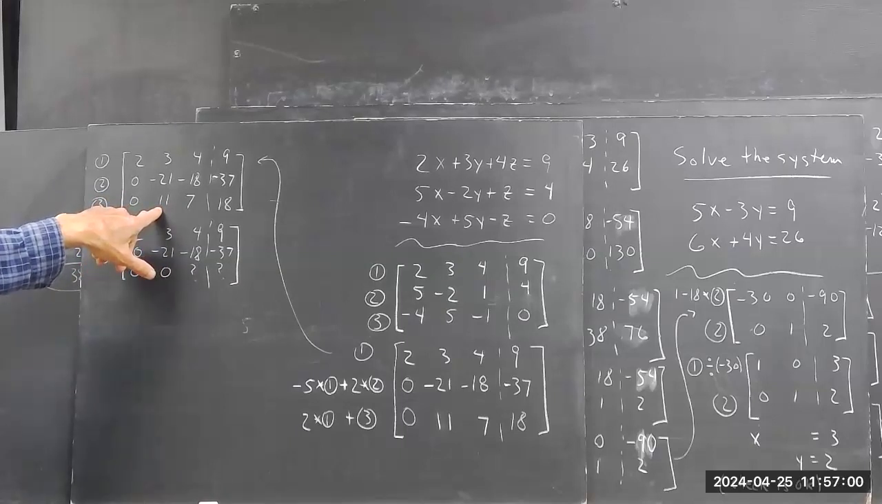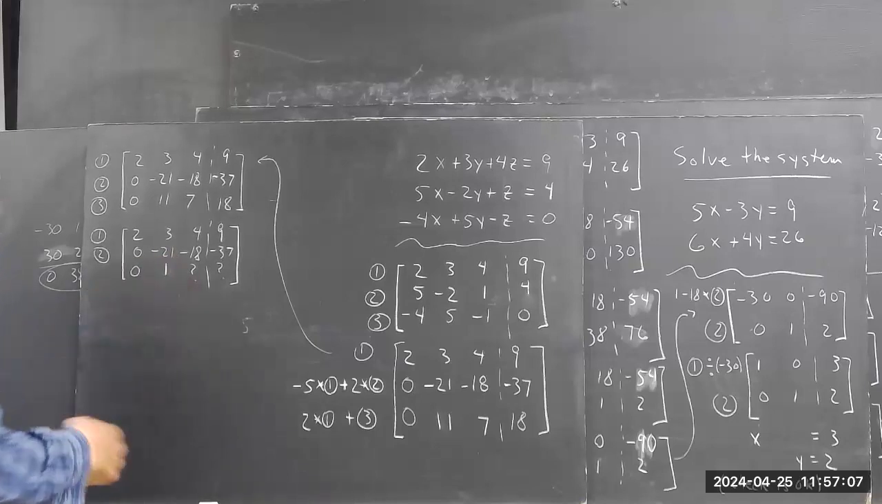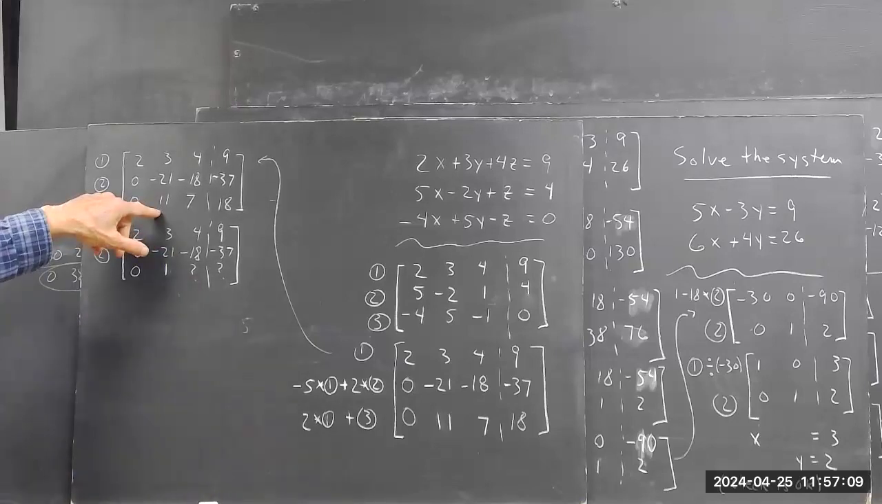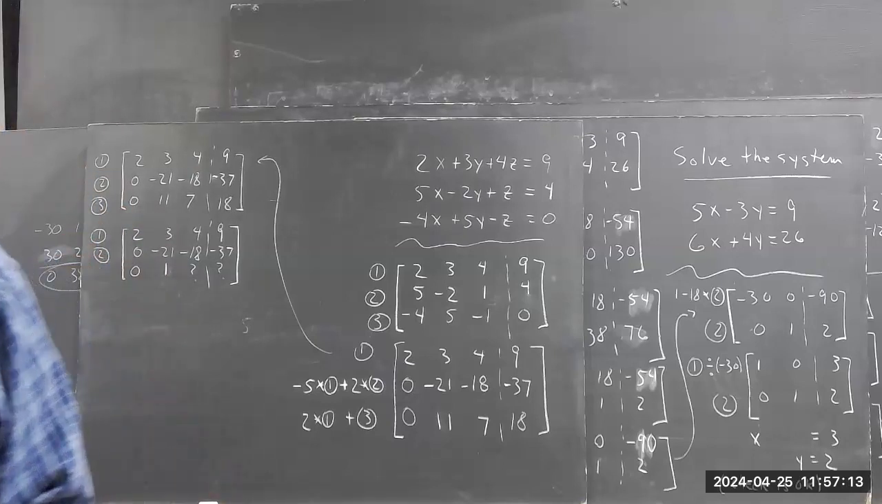Okay. No, I'm sorry. Should be a 1. What operation can we use to make that 11 into a 1 and keep a 0? What could we do to row 3?